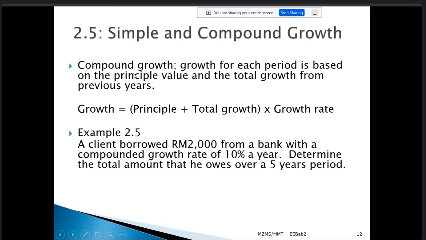Right? Okay. So this is compound growth, where growth for each period is based on the principal value and the total growth from previous years. So you have the principal plus total growth multiplied with the growth rate, and you will get the growth. The example is: a client borrowed 2,000 from a bank with a compounded growth rate of 10% a year. Determine the total amount that he owes over the 5 years period.